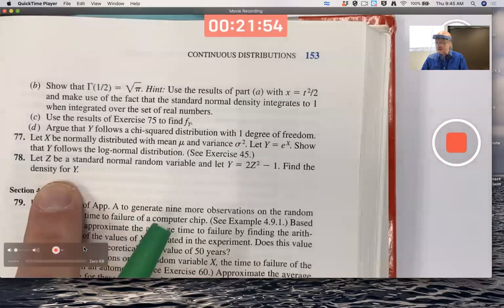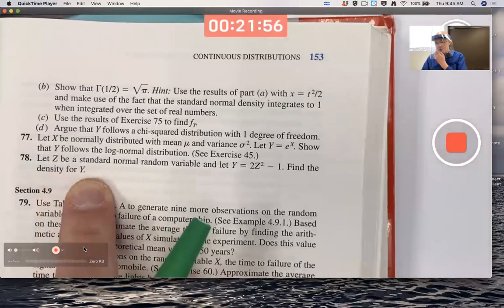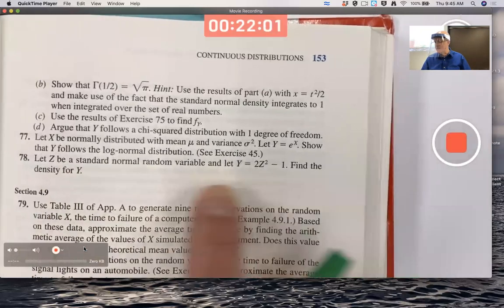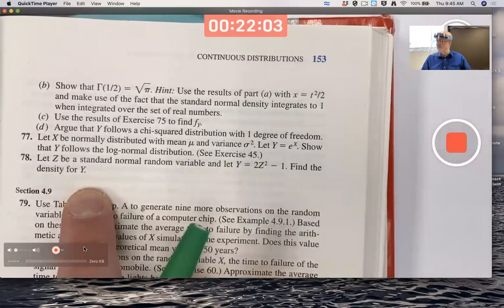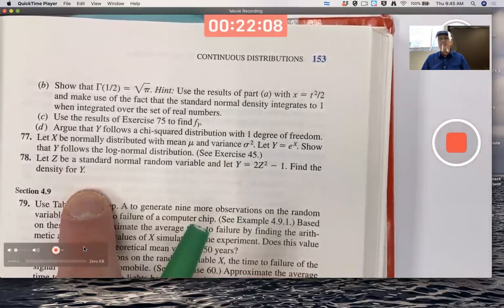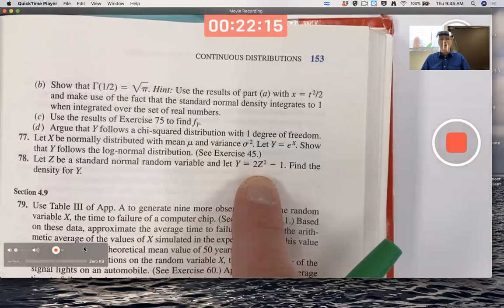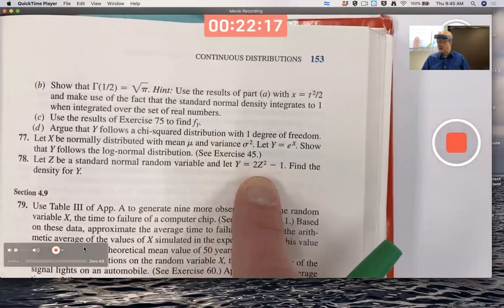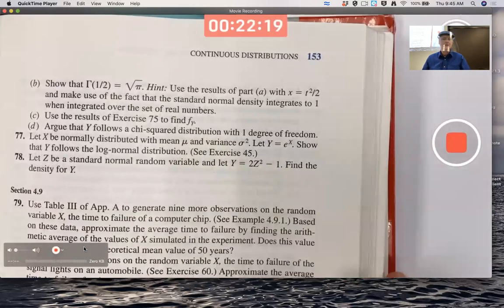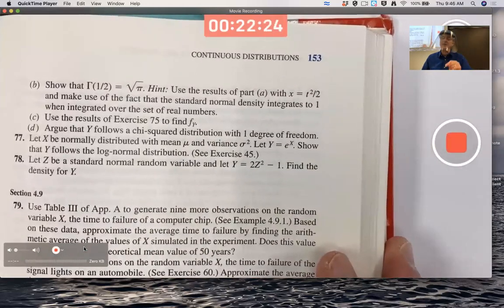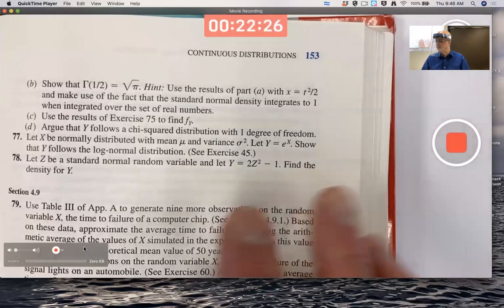Thinking of this problem, number 78 here. Let Z be a standard normal random variable, and let Y be 2Z squared minus 1. Find the density for Y. One of you, I think it was Noah, used the fact that Z squared is chi-squared, which is fine. But I wasn't necessarily thinking that you'd have to do it that way. Z is standard normal. Remember, we talked about this. Z squared would be chi-squared with 1 degree of freedom, to be more specific.